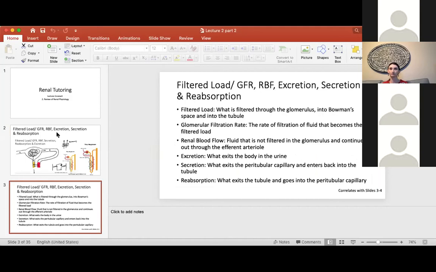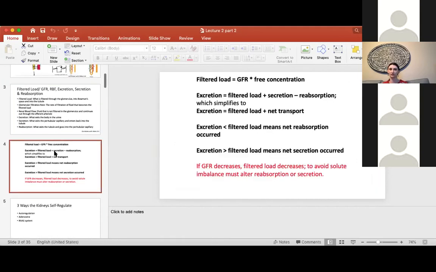Okay. Here are just some definitions to remind you. I wouldn't really memorize all these equations. I think they're important for physio, but I don't think it's too important now. But if the GFR decreases, our filtered load decreases. So to avoid that imbalance, you must alter the reabsorption or the secretion.